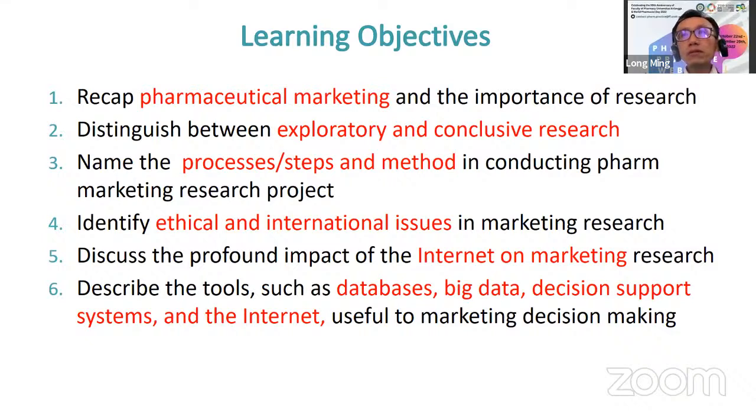And also, we slightly touch on the different ethical issues when conducting marketing research. And slightly touch on the Internet of Things. What is the influence of the internet and data science on our marketing research? And lastly, on different tools or e-marketing tools used, including the decision support system, okay, to sharpen our marketing strategy.